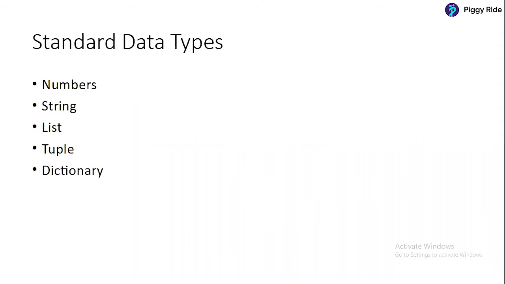So these are the standard data types: numbers, string, list, tuple, and dictionary. You know what numbers are, right? So what is your favorite number? Sir, 8. Okay. String means alphabets. What is your name? Your name is Asad. So Asad is a string, correct? Yes, sir. It is not a number.